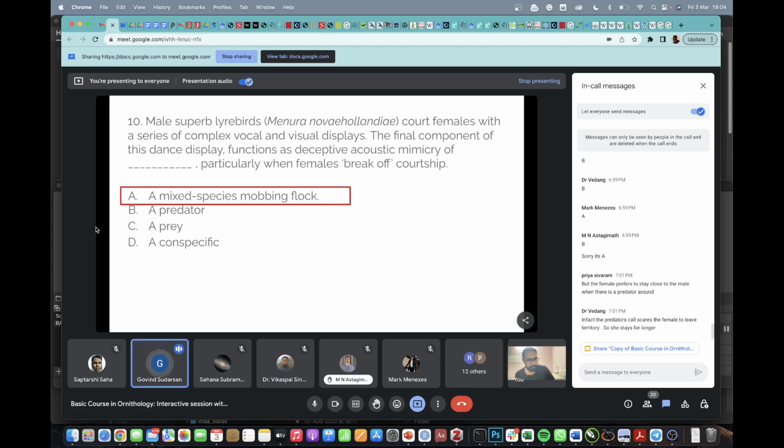Sir, I might have an explanation. Yeah, go ahead. If the lyrebird makes the noise of a predator outright, then the female might be scared away. But since it makes the noise of a mixed species mobbing flock, it signals that even though there is danger, there is safety in numbers, so the female has a higher chance of sticking around. Possibly true. Yes, that's what Mark also said, right?